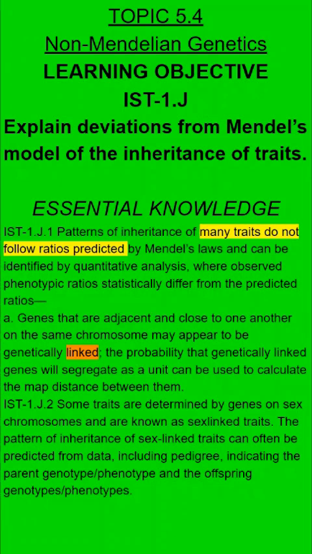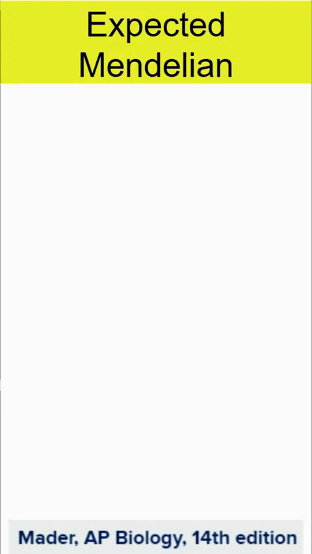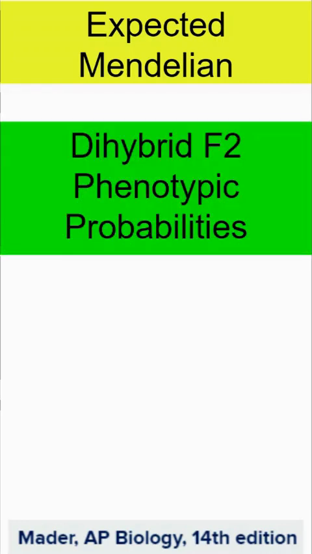Many traits do not follow Mendelian predicted ratios, including linked traits. We start thinking about Mendelian, again, being able to have mental representations of what to expect. So if I say dihybrid F2 phenotypic probabilities, that's a lot. We have two traits.